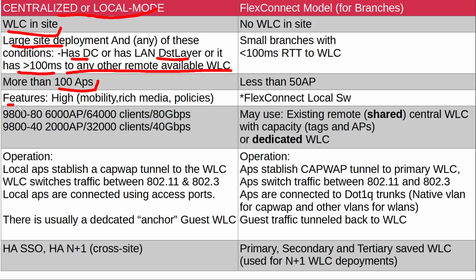In this case, you will get all the features that come with our wireless LAN controller. You can install a 9800 Catalyst series in order to do this. You can choose the 80 version that will provide you with 6,000 access points, 64,000 clients, and up to 80 gigabit per second wireless traffic. Or you can choose the 40 version that will provide you with 2,000 access points, 32,000 clients, and up to 40 gigabit per second wireless traffic. The operation is the usual for a wireless LAN controller.